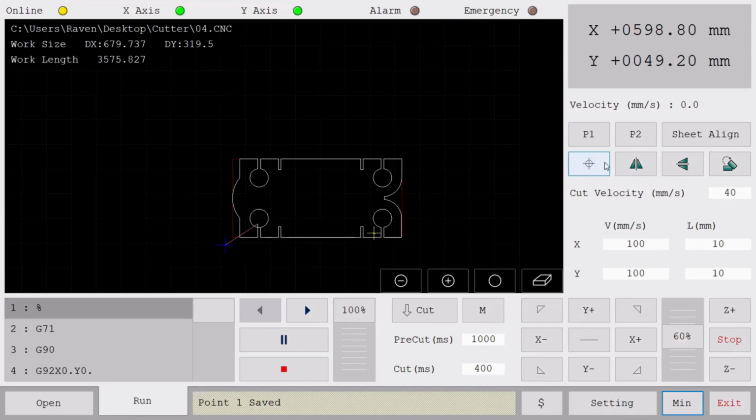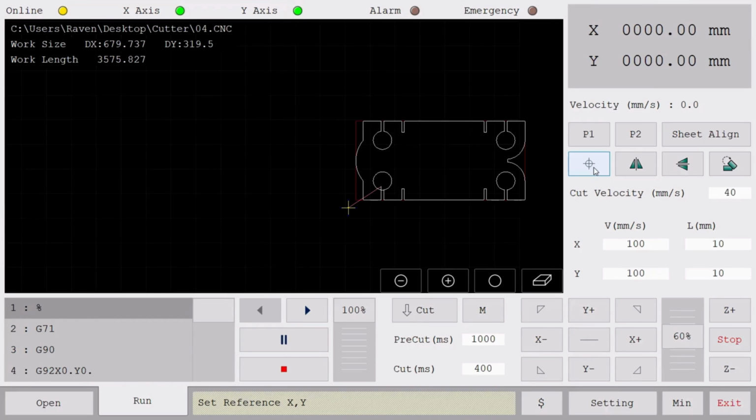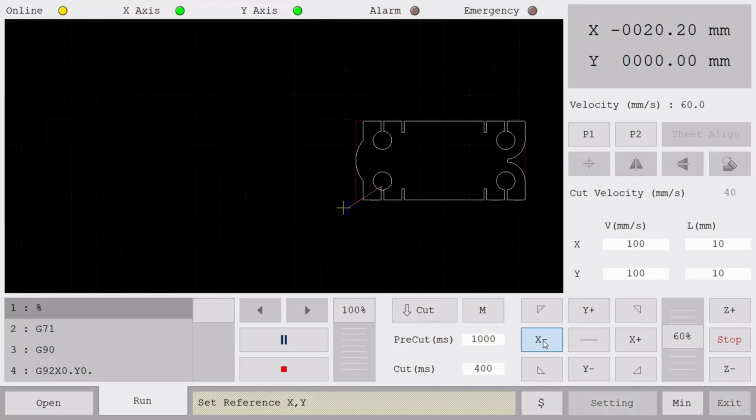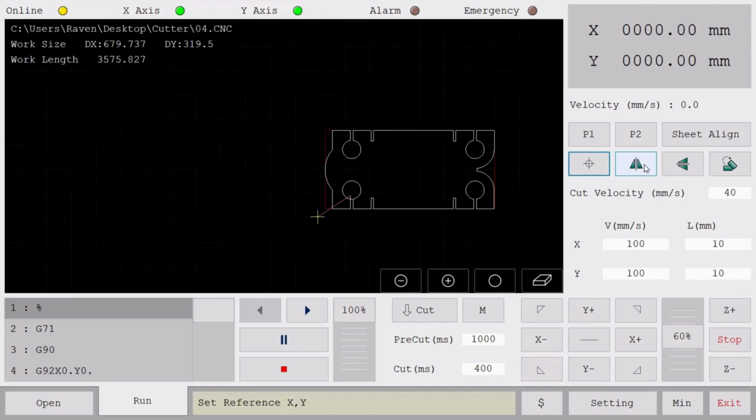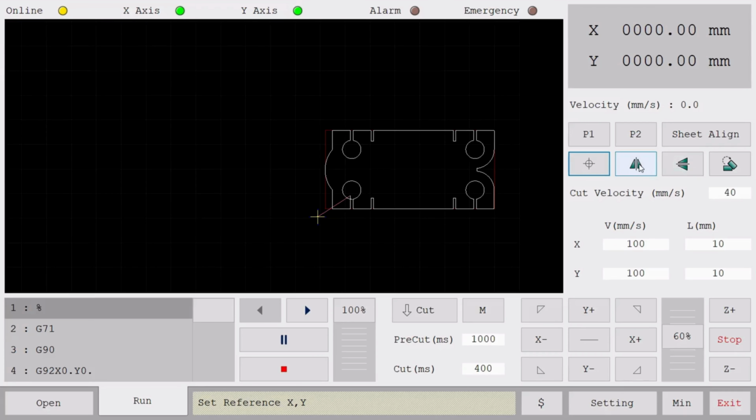In this section, we also have the reference setting key, which means that regardless of where your machine or device is located at any given moment, by pressing this button, that exact location will be designated as your new reference point. The next set of buttons here are for the mirroring functions relative to the x-axis and the y-axis. These two, one is relative to the x-axis and the other relative to the y-axis.